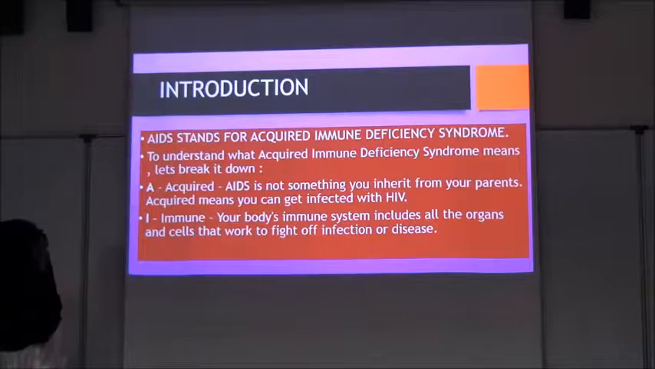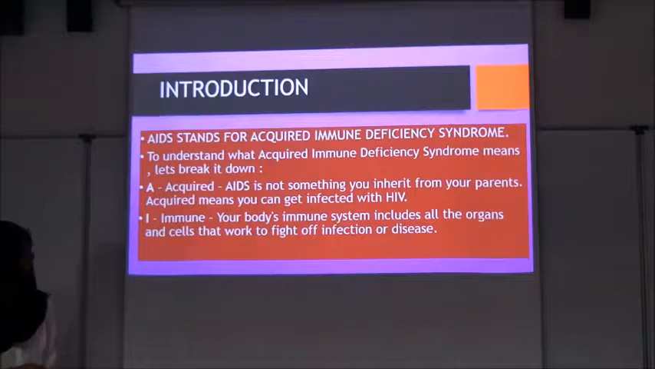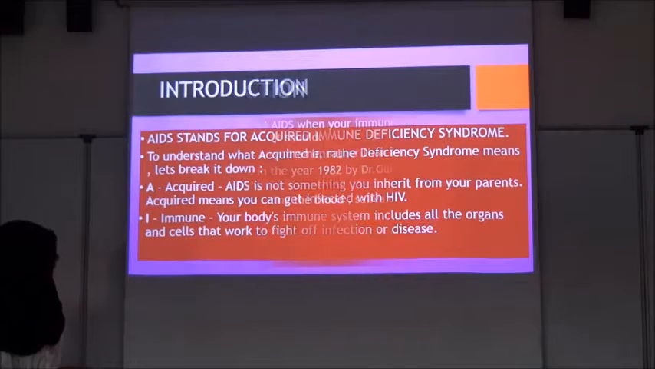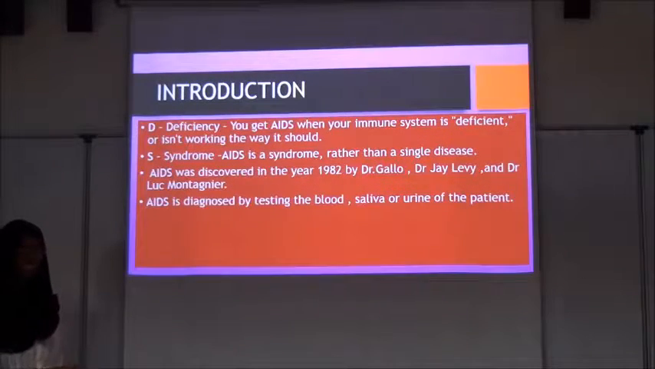The word immune represents our immune system. The immune system includes all the organs and cells of the body that work to fight off infections or diseases. The word deficiency tells us that a person gets AIDS when their immune system is deficient or stops working properly.